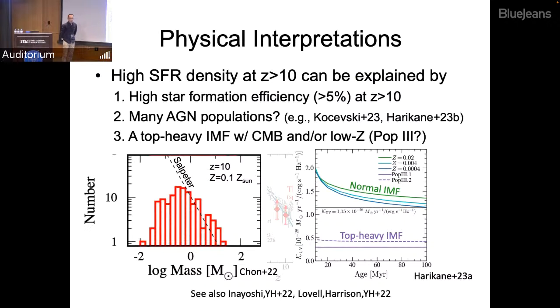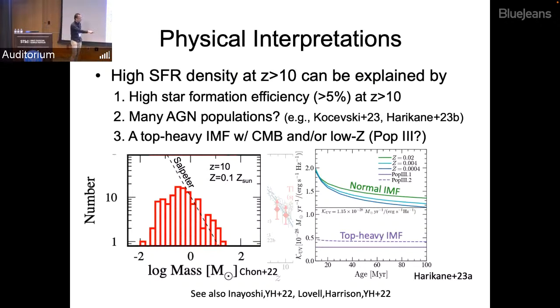The third possibility is the top-heavy initial mass function, IMF. From a theoretical perspective, if we go to high redshift, then because the metallicity is low and the CMB temperature is high, the IMF becomes more top-heavy. So for example, this figure shows the simulation for the IMF at redshift 10 with moderate metallicity, or 10% metallicity. Even at 10% metallicity, because the CMB temperature is high, the IMF becomes more top-heavy than the Salpeter initial mass function.